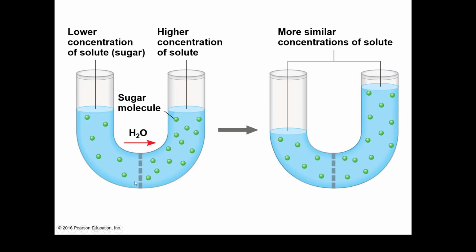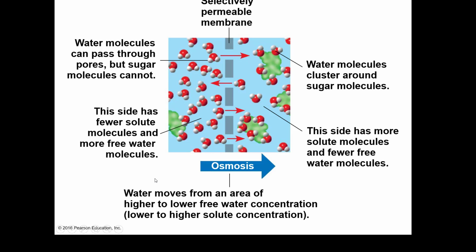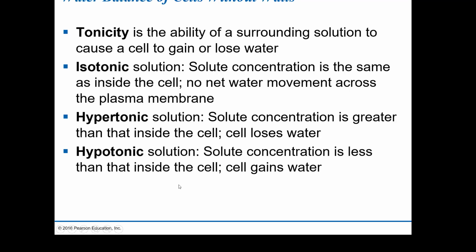In this case, this is an area of higher solute concentration, the solute being the sugar. This is an area of lower concentration on the left. So the water is going to want to cross from the left to the right to get to a point where we have equal, similar concentrations of the solute. This just explains that again.